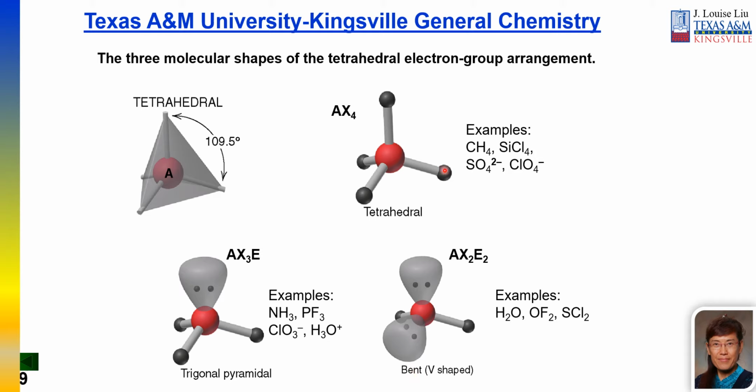The examples are methane, silicon tetrachloride, or sulfate and perchlorate. You form a very ideal 109.5 degree. Imagine one of these electron pairs is replaced by a lone pair. We learned this lone pair repels the single bonded electrons more than they repel each other.